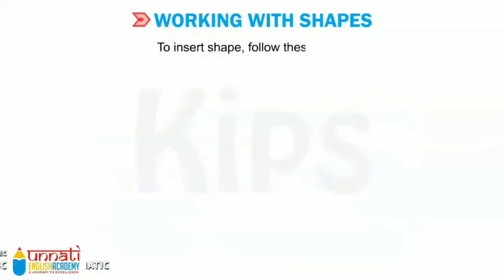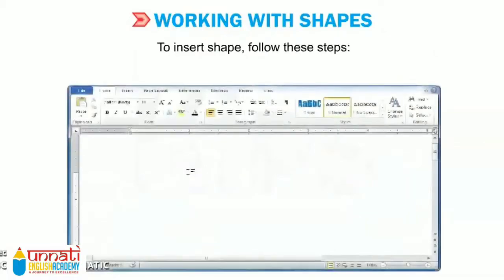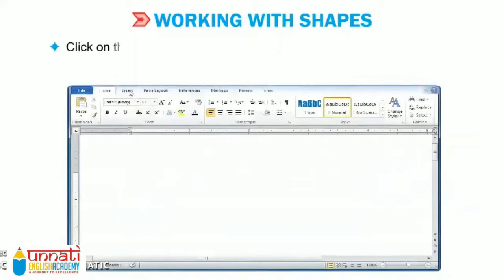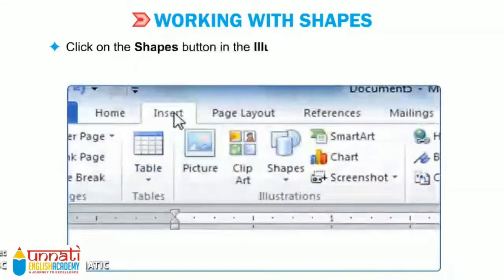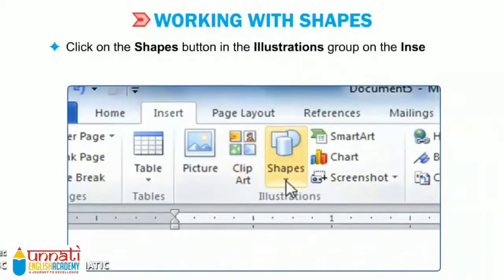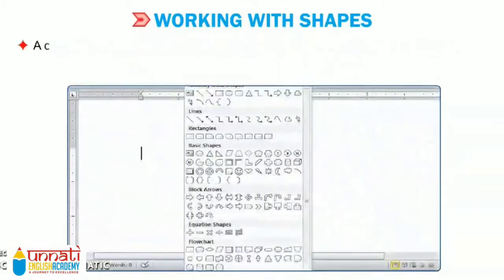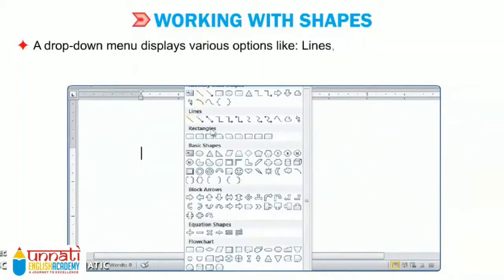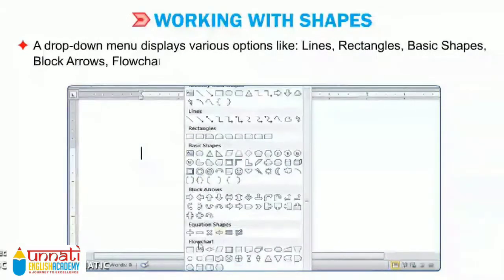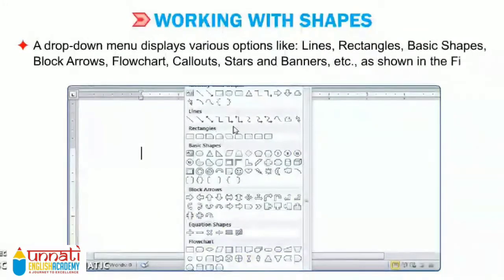To insert a shape, follow these steps. First of all, click on the Insert tab. Then go to the Illustrations group and choose the option Shapes. A drop-down menu displays various options like lines, rectangles, basic shapes, block arrows, equation shapes, flowchart, callouts, stars and banners, etc. as shown in the figure.